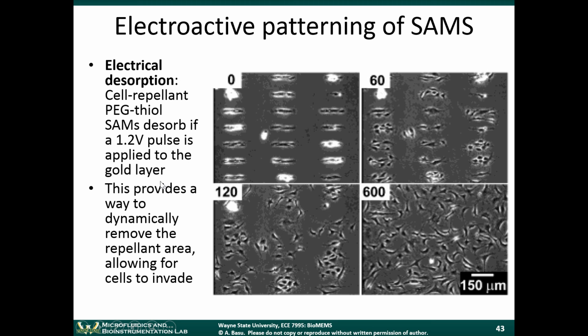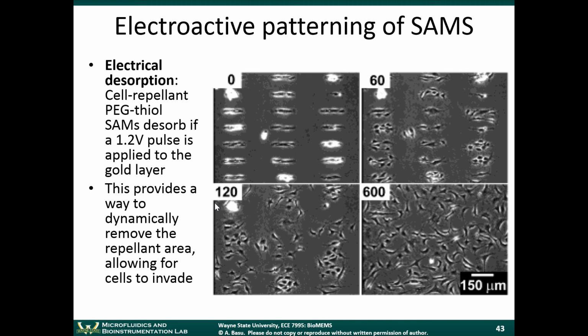Another example here is the electroactive patterning of self-assembled monolayers. The self-assembled monolayers we talked about earlier attach to the surface through a bond between the sulfur and the metal atoms. But it turns out that those self-assembled monolayers can be removed by applying a voltage to the metal. Applying a voltage to the electrode generates charge on the electrode, and presumably that charge can take the self-assembled monolayer off. So it's electrochemistry.